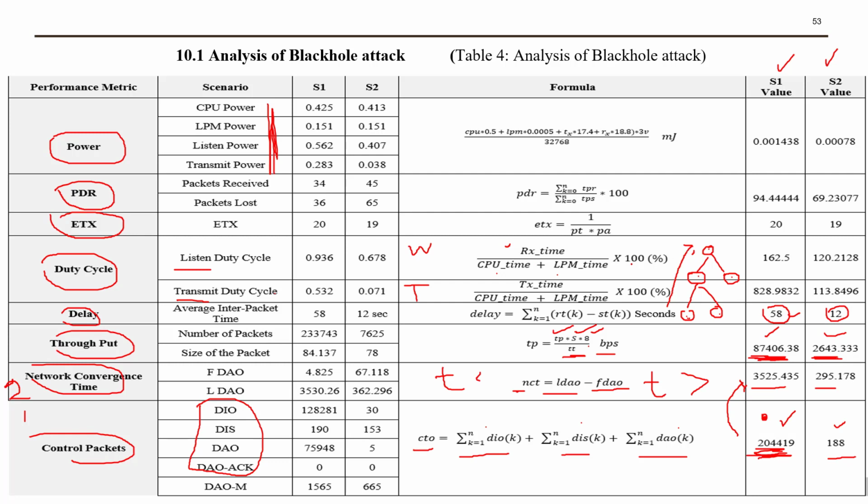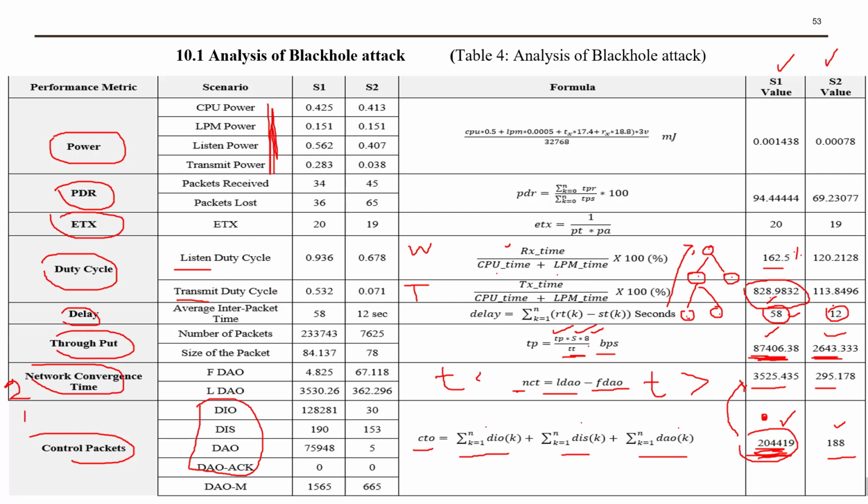What is the power? You see, for listening it took 162.5 percent of power, and for transmitting, 828 percent of power. That means here more packets are transmitted. We already saw, you see, control packets are too many. Actually this should be equal. Listen duty cycle and transmit duty cycle should be equal: 50%, 50%, 60%, 60%, 70%, 70%. It should be like that. But here what is happening? For transmit, it takes more power than listen.